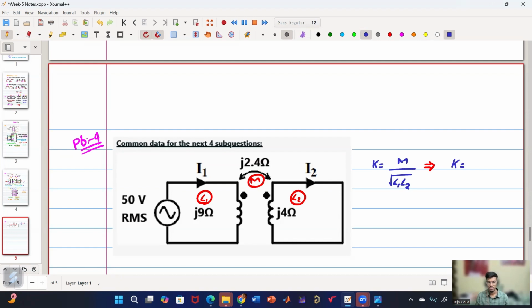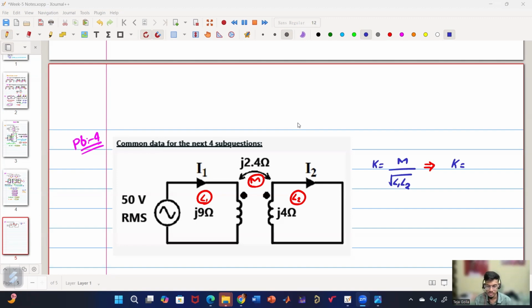M is 2.4. Okay, only 2.4. J 2.4, sir. I'm asking what is the value of k if k is M by square root of L1 L2. Someone is saying 0.2. What about others? Okay, what is square root of L1 L2? Sir, if omega is not given, how to calculate L1 and L2? Because the impedance J omega L itself is known, right? J 2.4 already includes omega.